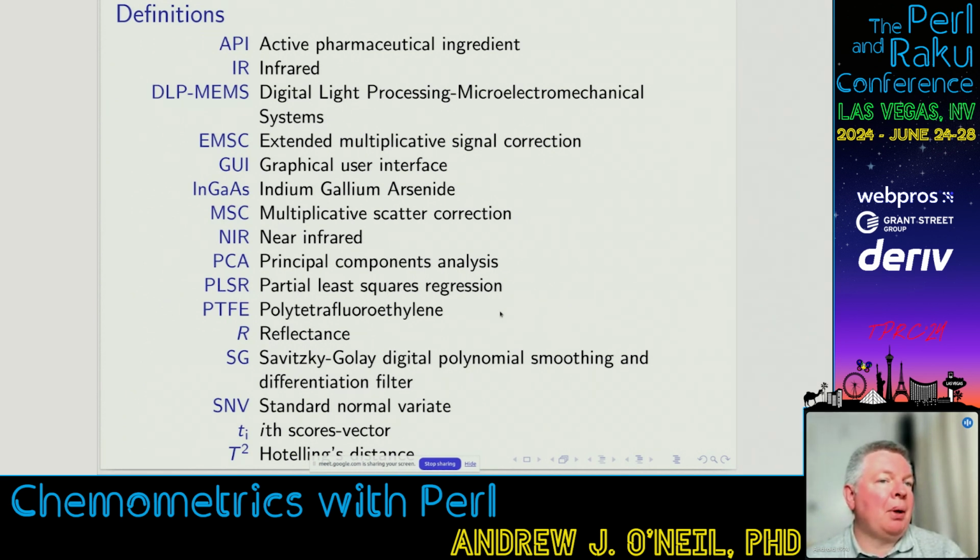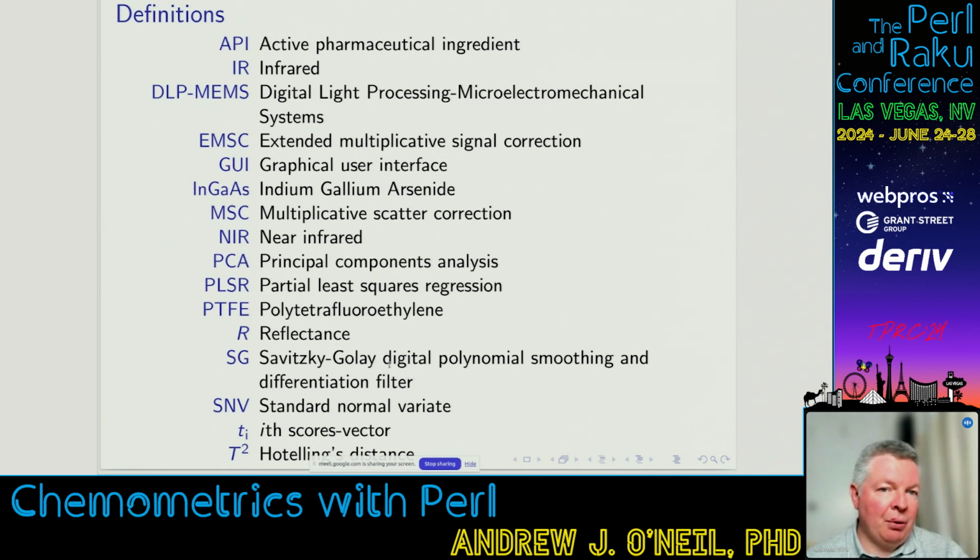PTFE, polytetrafluoroethylene, is the white reflectance standard that's non-absorbing, that's used typically in near-infrared spectroscopy. So it's small particles of PTFE powder, which are compacted together and held together under heat. They're sintered together to give what's called a diffusely reflecting surface, so that light is reflected diffusely, so that it can be used as a reflectance standard to standardize the instrument. R is reflectance.